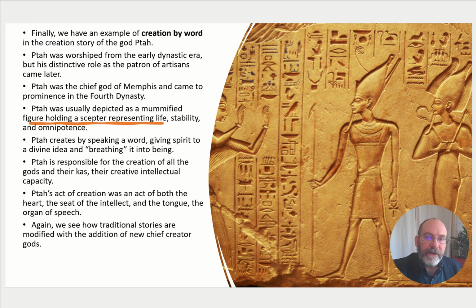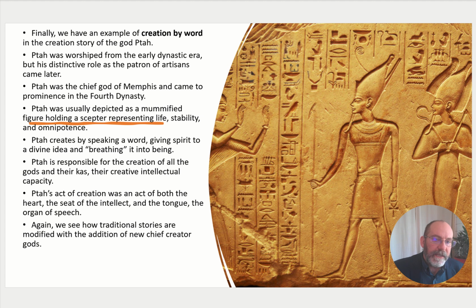So finally, we have an example of creation by word in the creation story of the god Ptah, who was worshipped from the early dynastic era, but his distinctive role as the patron of artisans ends up coming later. It's not something that was originally part of his character or nature or mythology, but he is chief god of Memphis and came to prominence in the 4th dynasty.